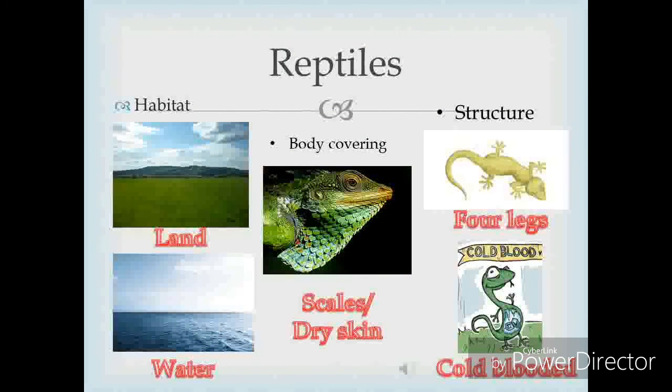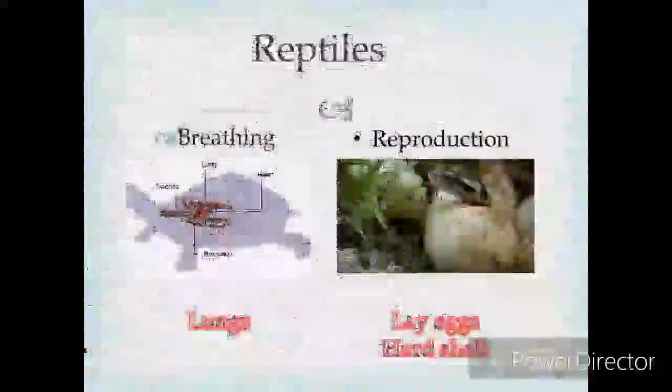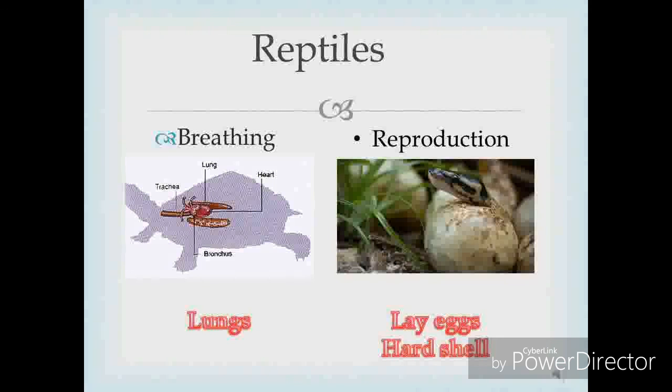The last but not the least is the group of reptiles, and like amphibians they can live on land or in water, but in this case they are covered with scales and their skin is so dry. The principal characteristics of reptiles about the structure is that they have 4 legs and they are cold-blooded. Reptiles breathe through their lungs and their reproduction is laying eggs, but in this case these eggs have a hard shell.